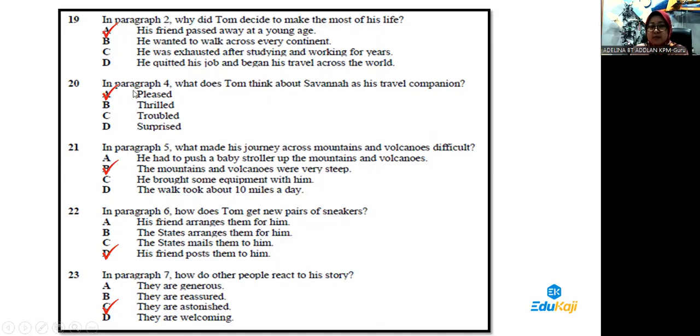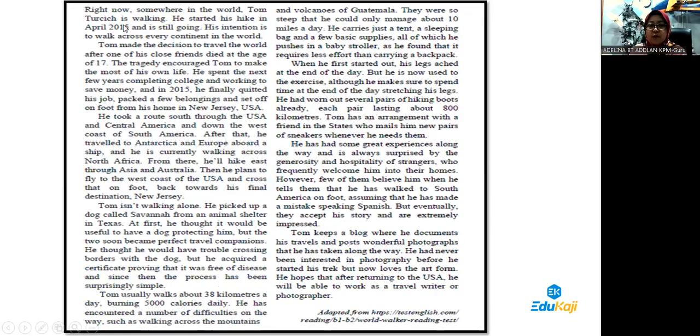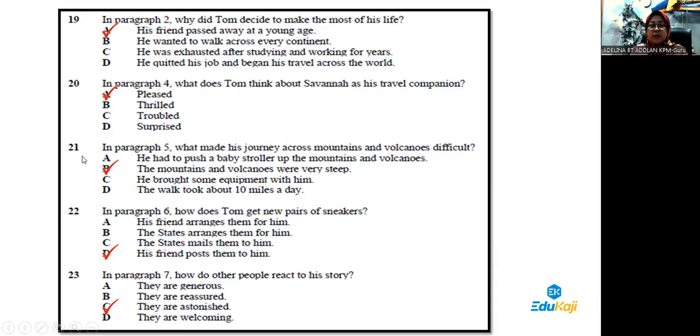Okay, then here it mentions paragraph 4. So we look in paragraph 4: 1, 2, 3, and 4. Here. Right? Look at question 21, paragraph 5. 22, paragraph 6. Paragraph 7. See what I meant by it's very clear cut.